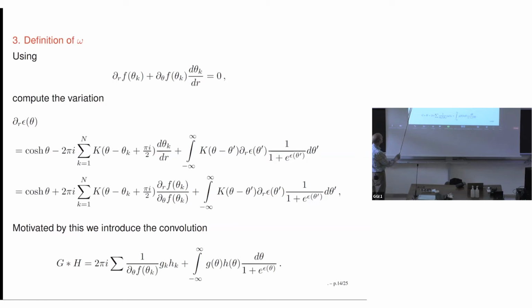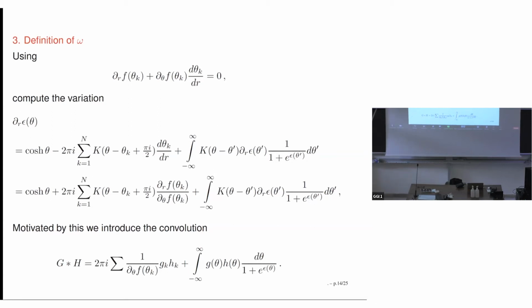Yes, so this is the definition of the function omega. We have this property of functions f. You remember, in TBA I have some function f which satisfies this relation, and let's compute the variation of the function epsilon, which also enters TBA, with respect to the radius. So we'll have something like that.